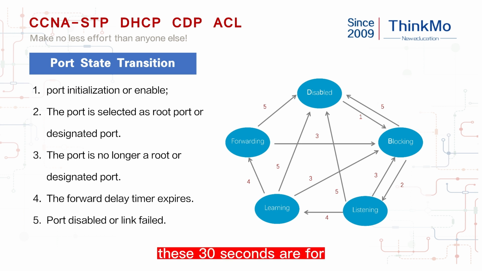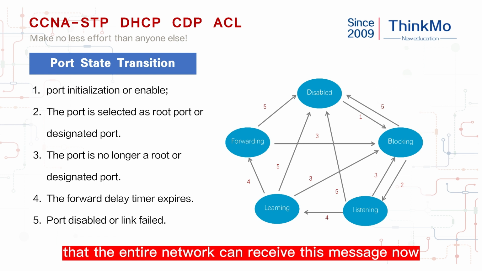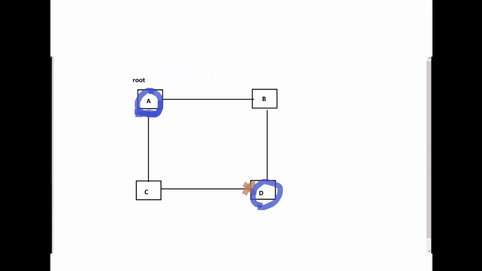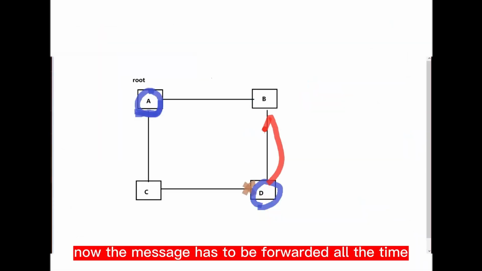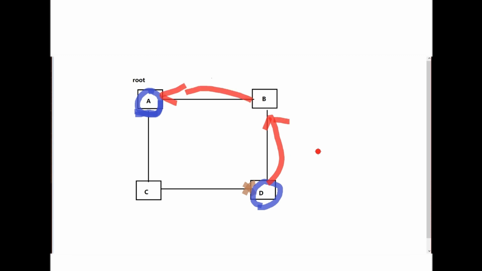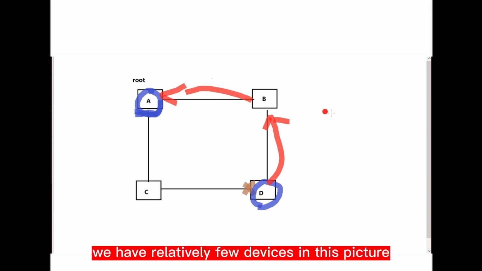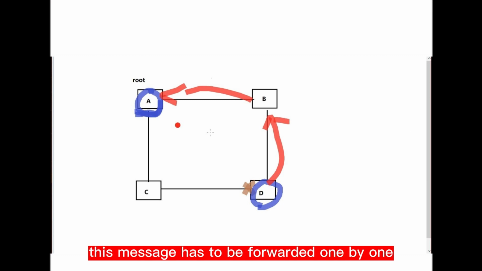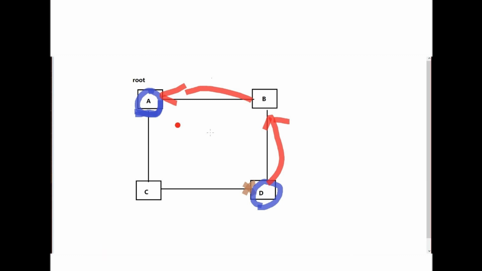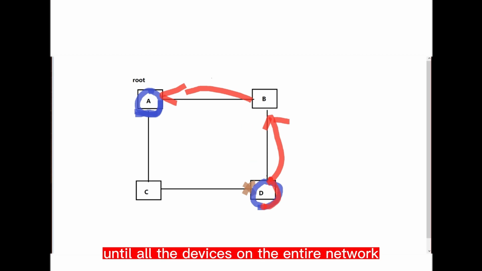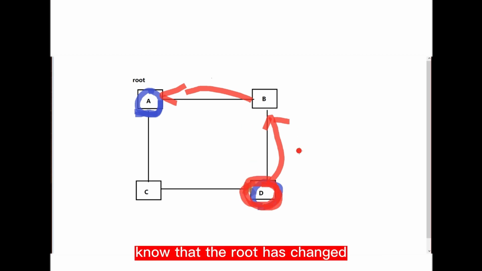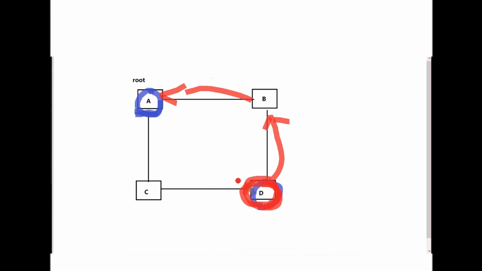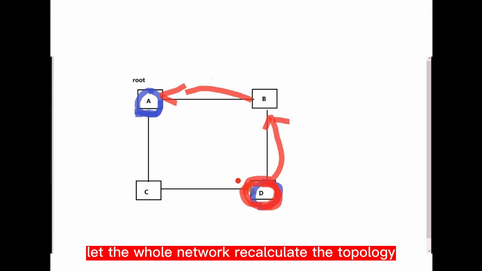These 30 seconds are to make sure that the entire network can receive this message. For example, now the message has to be forwarded all the time. We have relatively few devices in this picture. You sometimes run into situations where you have a dozen switches. This message has to be forwarded one by one. In the end, it will not work until all the devices on the entire network know that the root has changed. So you have to allow plenty of time. Let the whole network recalculate the topology.